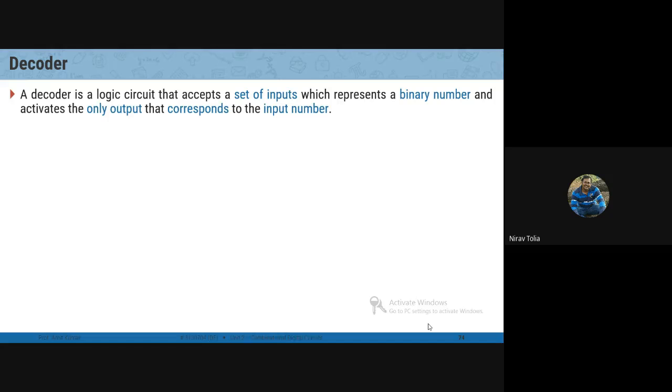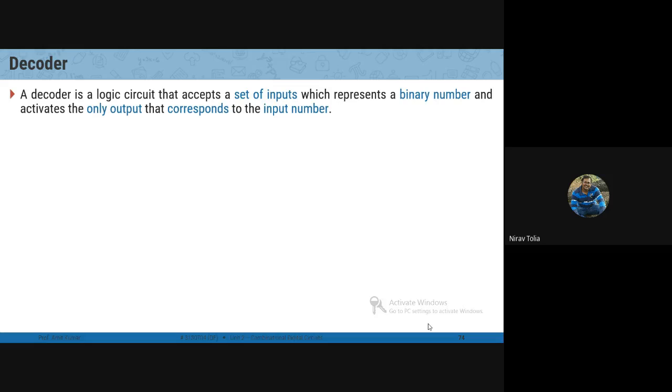That is the main application of the decoder. A decoder is a logic circuit that accepts a set of inputs which represents a binary number, and it will give the output corresponding to our input number.